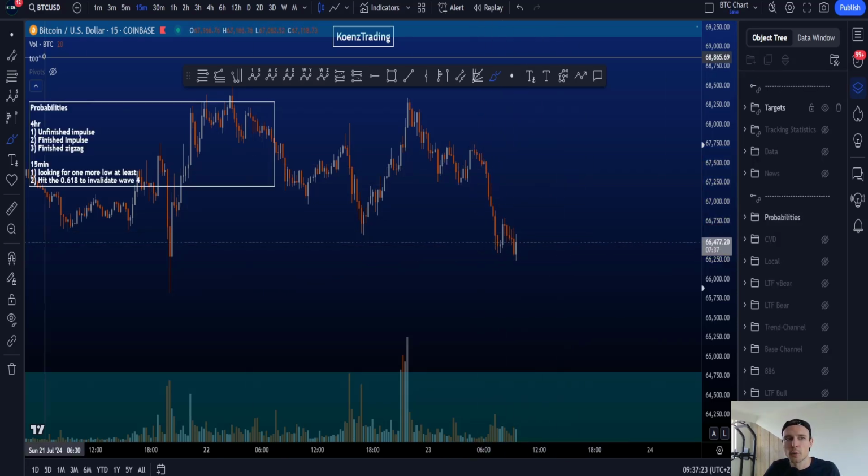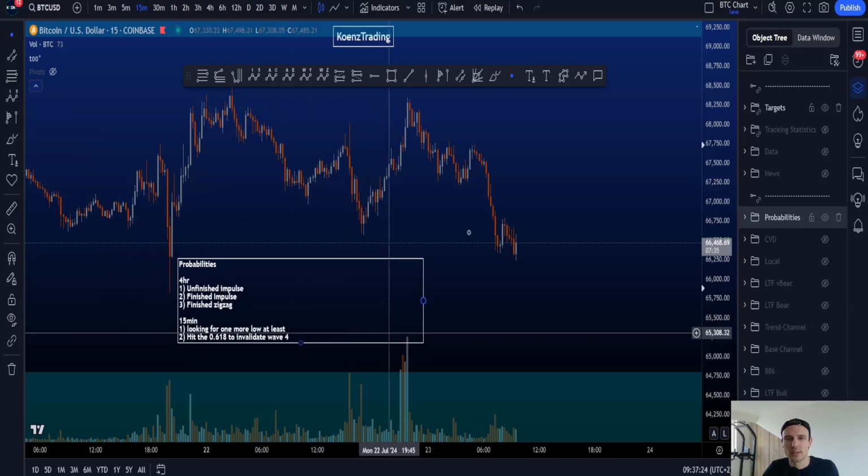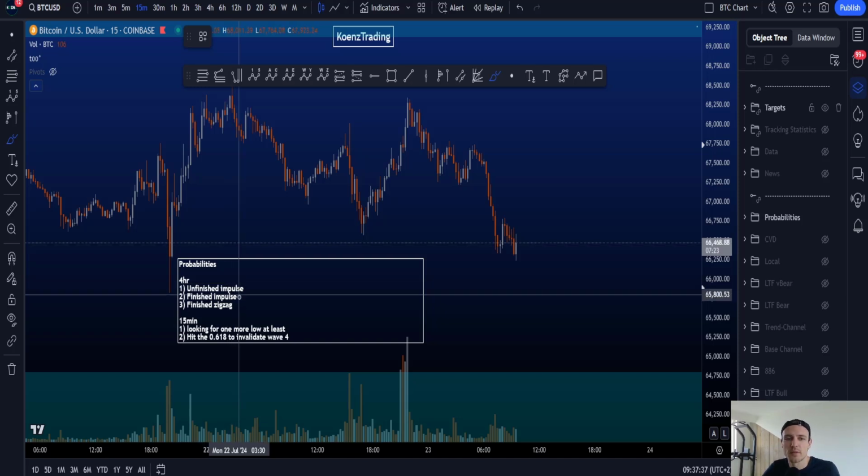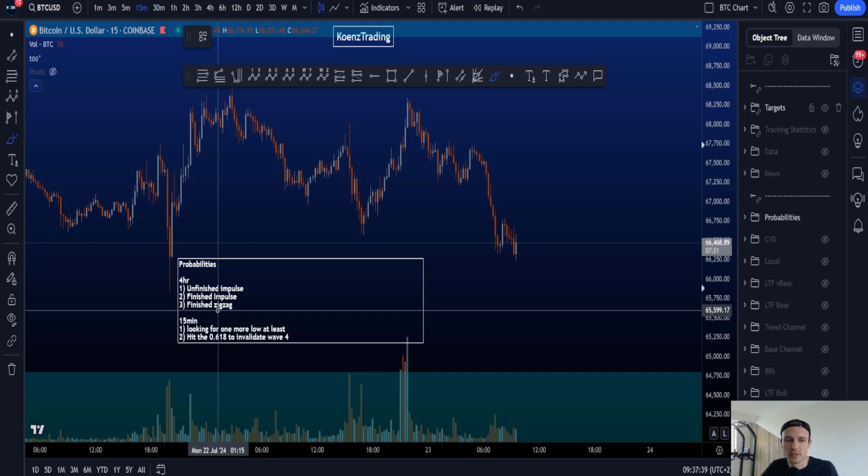So if we then look at the probabilities of the different scenarios, then on the 4-hour time frame, the probabilities are highest for an unfinished impulse where we look for a wave 4 and eventually one more move to the upside in a wave 5. On the number 2 spot, we have a finished impulse, and on 3, a finished zigzag.